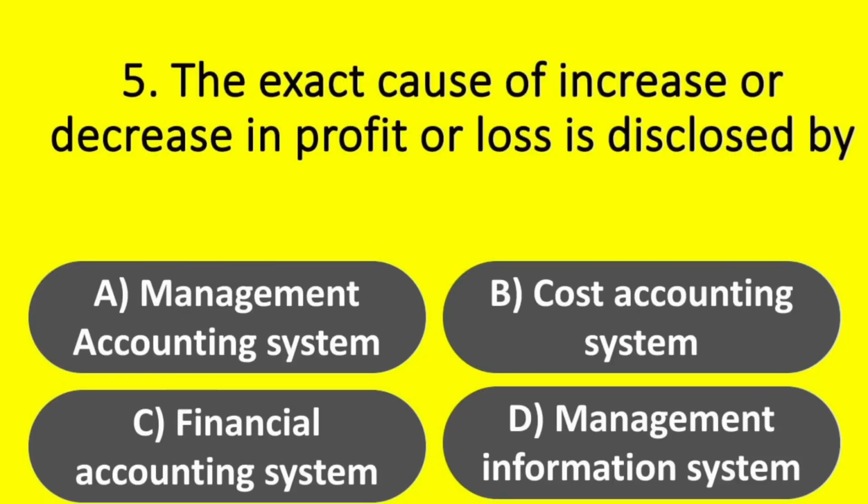The exact cause of increase or decrease in profit or loss is disclosed by option A, Management accounting system; option B, Cost accounting system; option C, Financial accounting system; option D, Management information system. Answer: option B, Cost accounting system.